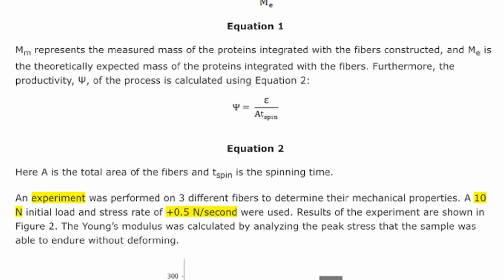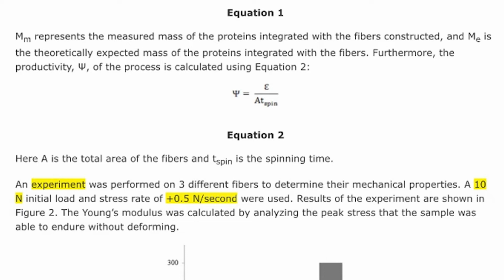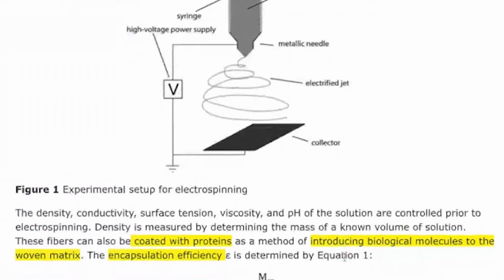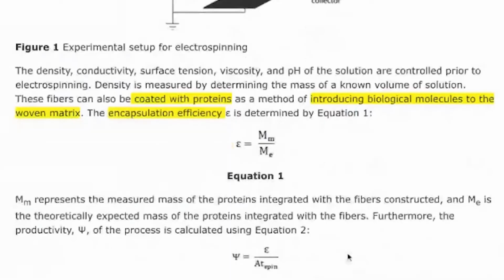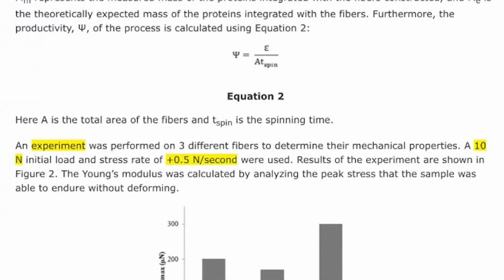So, mechanical work done by the initial load placed on the fiber. I'm assuming we're going to jump down to the experiment because here's where things are actually being done to the fiber, and it's not just some equations here. The load is going to be, I don't know, we have 10 Newton initial load, stress rate 0.5 newtons per second. I don't know if we need the newtons per second because we just want the initial load right away. But I don't know how to get there.